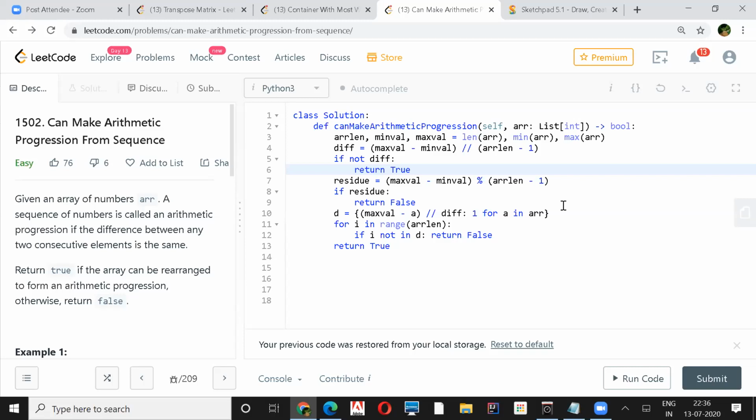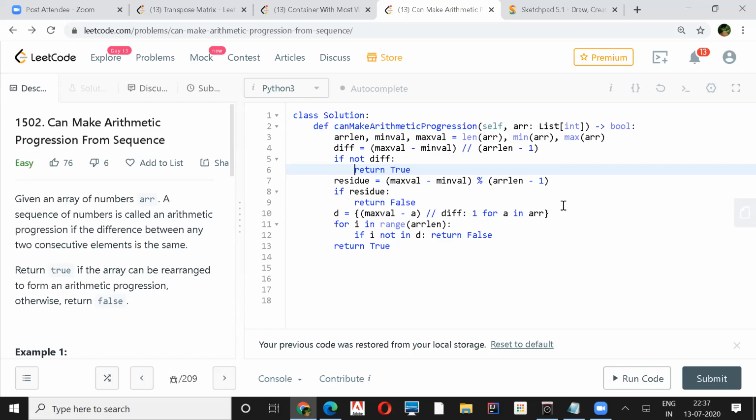So basically the first element will be A, and the last element will be A plus n minus 1 into D. You have calculated the diff, so the diff is the D. But max val minus min val will give you n minus 1 into D, so this should be exactly divisible. The difference between max and min should be exactly divisible by the array length minus 1. So that is what you are doing. If it is not exactly divisible, you are returning false.